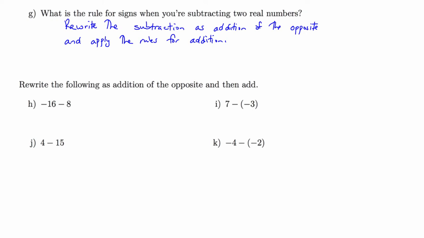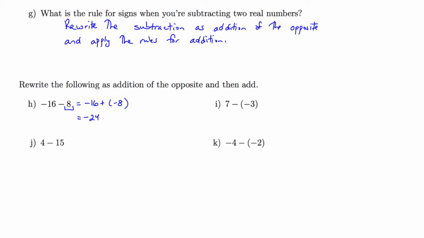In parts H through K, we're going to practice rewriting subtraction as addition of the opposite, and then adding the numbers together. In part H, negative 16 minus 8. We're subtracting 8, so we can rewrite this as negative 16 plus a negative 8. Now we see we're adding 2 numbers of the same sign. Negative 16 plus negative 8, we add the 16 and the 8 to get 24. Since they're both negative, the end result is negative 24.